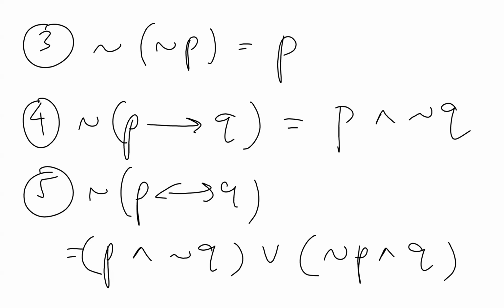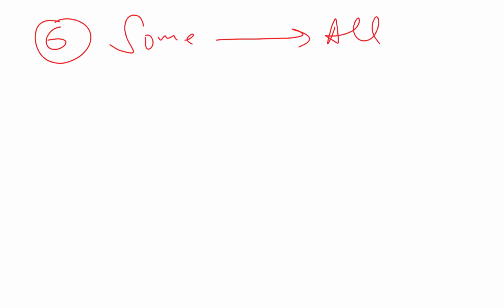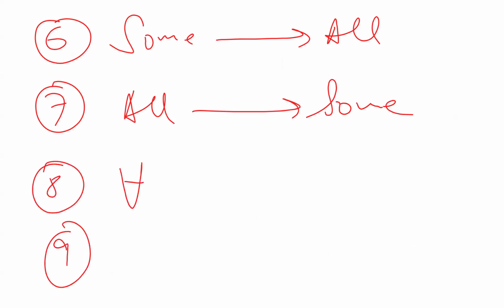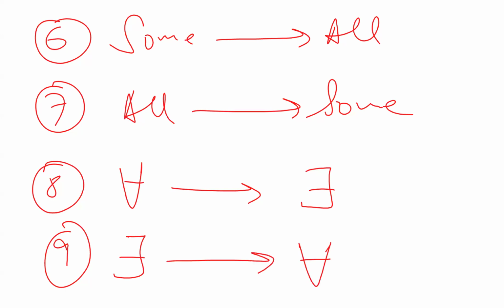And few more rules you already know. Some changes to all, all changes to some. This we have done earlier. And one more thing, for all changes to there exist, and there exist changes to for all.